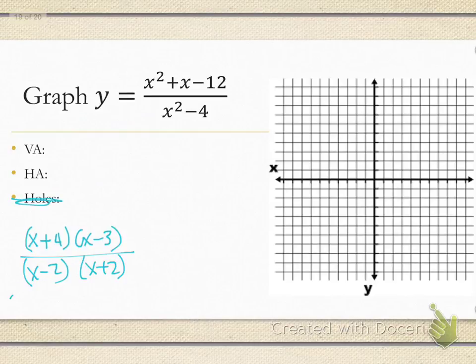But I know my vertical asymptotes are going to happen right here. So it's going to be at x equals 2 and x equals negative 2. Vertical, remember, goes up and down. That's why it's at x equals. So I'm going to go ahead and do the 2 and the negative 2.